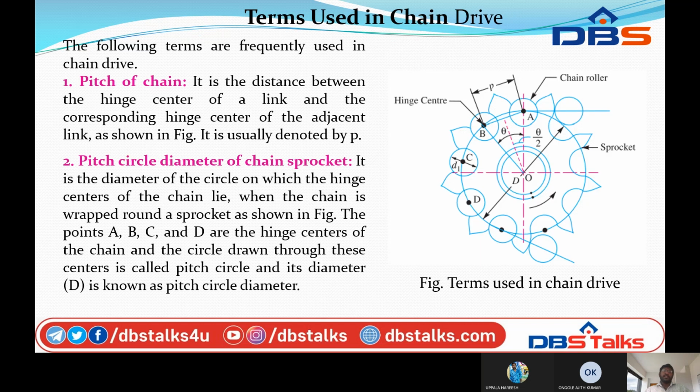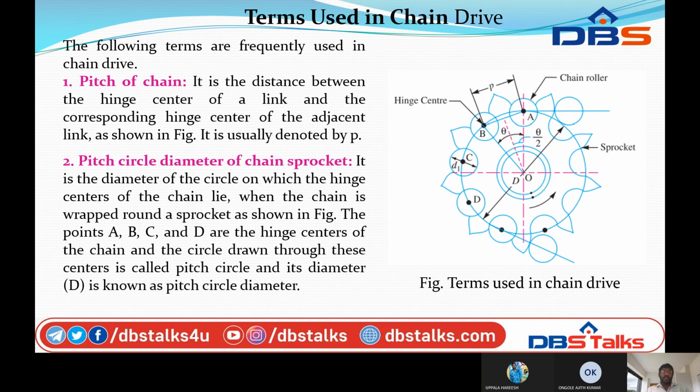Coming to the terms used in chain drives. The following terms are frequently used in chain drives. The first one is pitch of chain. We can see the figure. P is the pitch of the chain. It is the distance between the hinge center of a link and the corresponding hinge center of the adjacent link, as shown in the figure.